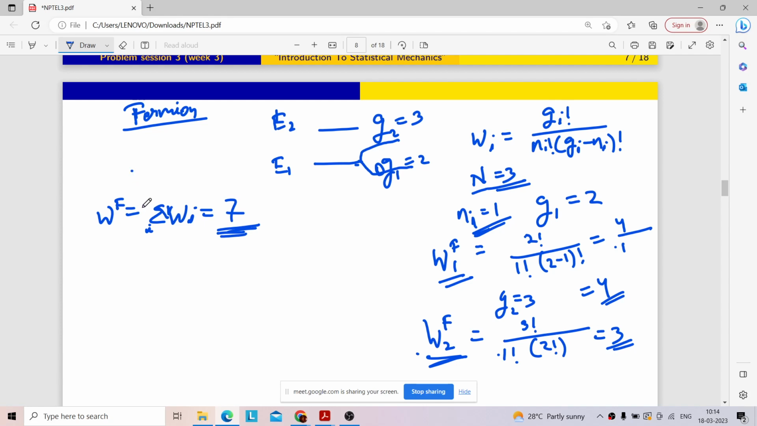Again, for the W1 state, in the numerator you have only 2 factorial. So it should be 2.